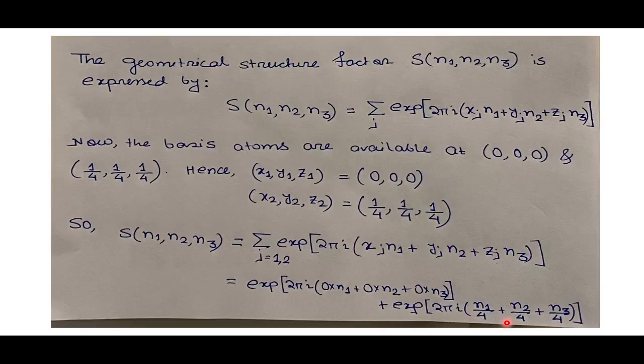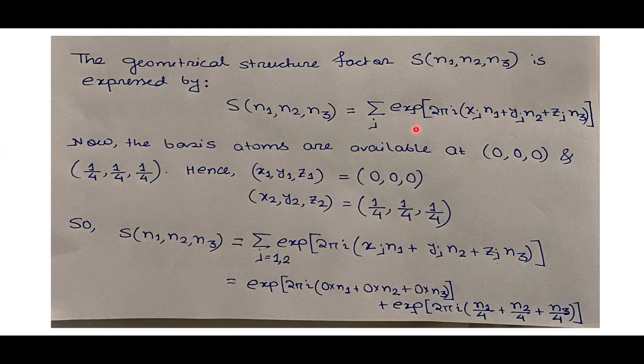Now the geometrical structure factor for n1 to n3 is expressed in this way, which Aparna has already said, or all of you know. S as a function of n1, n2, n3 equals the summation over j of exponential of 2 pi iota times xj n1 plus yj n2 plus zj n3. The number of bases you have determines the summation.